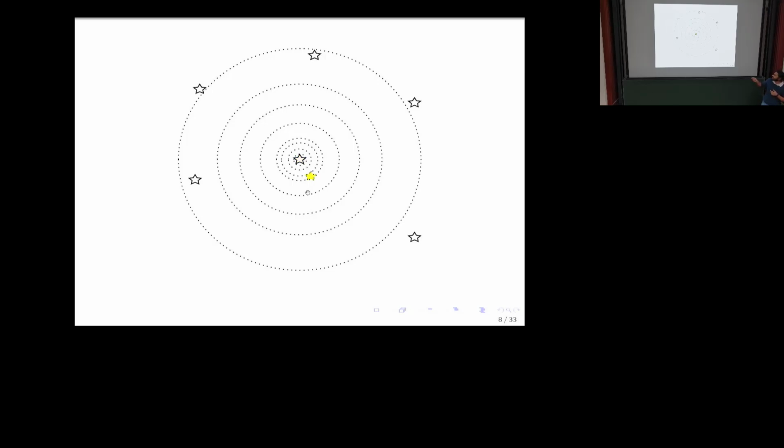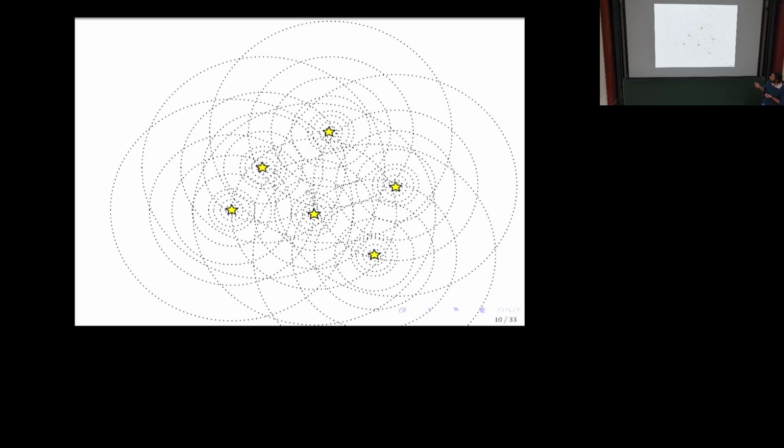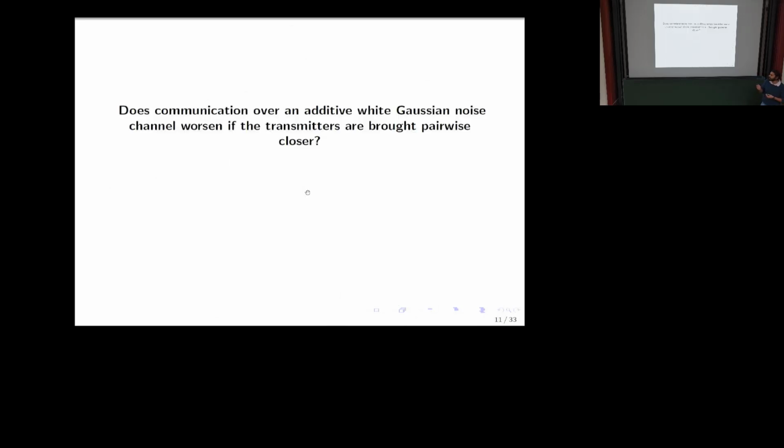So what you see is probably this point, in which case you can tell, yes, sure, this was coming from there because you know that the noise is Gaussian, but you can get this, which you won't know, and so on. So the question that I want to ask is, if I bring these stars closer, should communication suffer? Does communication over an additive white Gaussian noise channel worsen if you bring the transmitters closer? This is a question that I will answer today: yes, this is true.